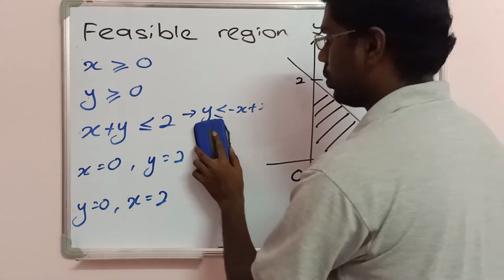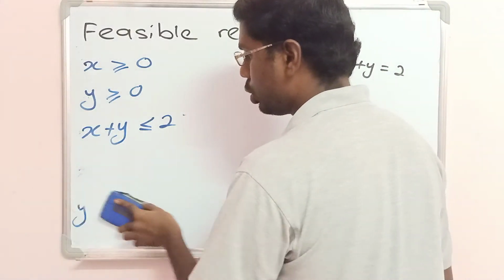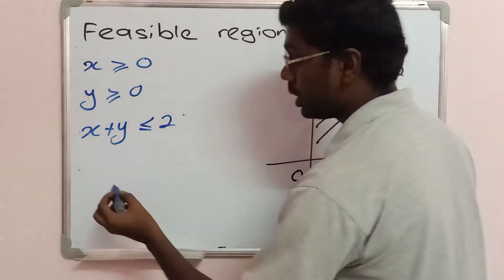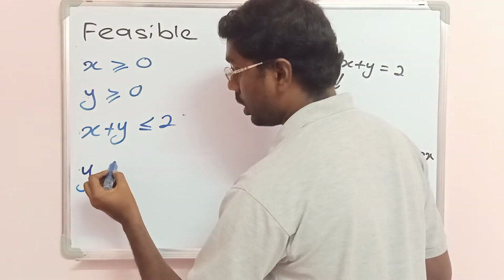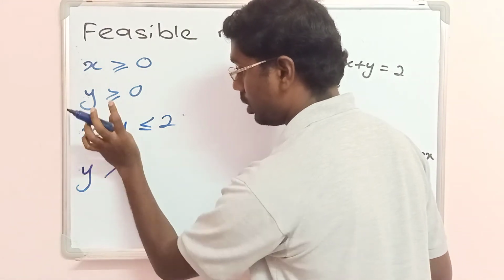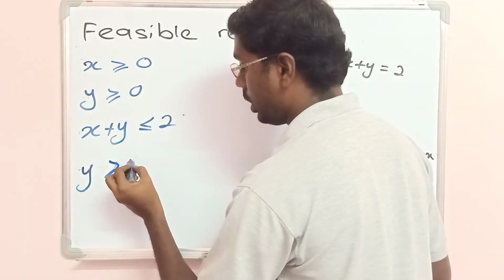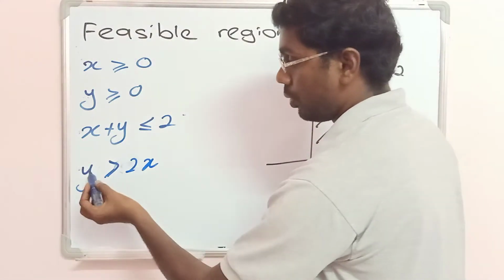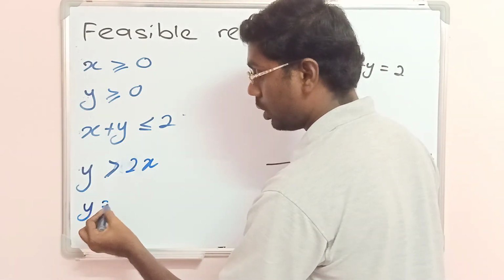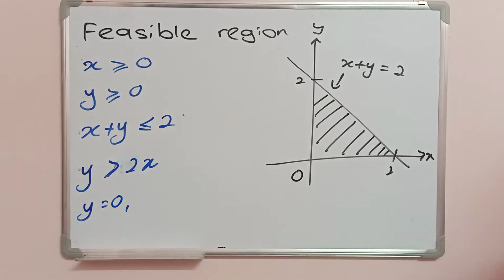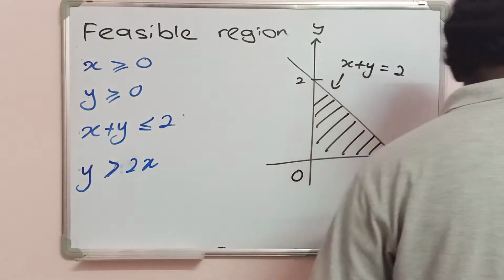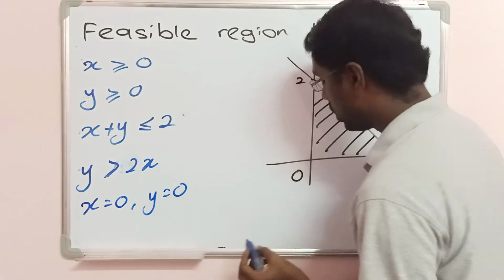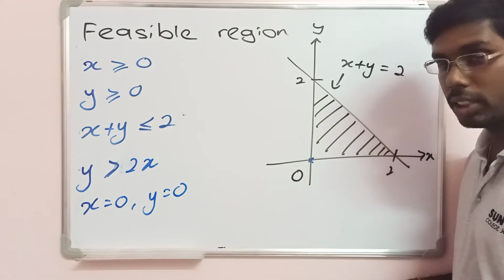I add one more equation, I want to have 4 equations. Let's say I give you another equation, y greater than 2x. So similarly, we're going to draw this graph. We put x equal to 0, y equal to 0. So this is the point where there's the origin.